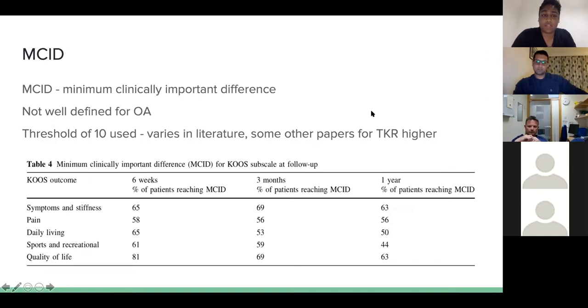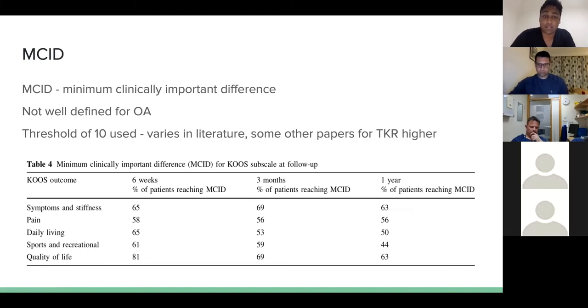So I thought I'd briefly touch on MCID and explain the importance of that. The MCID is the minimum clinically important difference. A lot of these numerical scores, an improvement might not be that noticeable for a patient. For a given score, the MCID is defined as the minimum change that a patient would need to actually notice a difference. And as the paper mentioned, it's not that well defined for osteoarthritis, and a threshold of 10 was used in this paper.